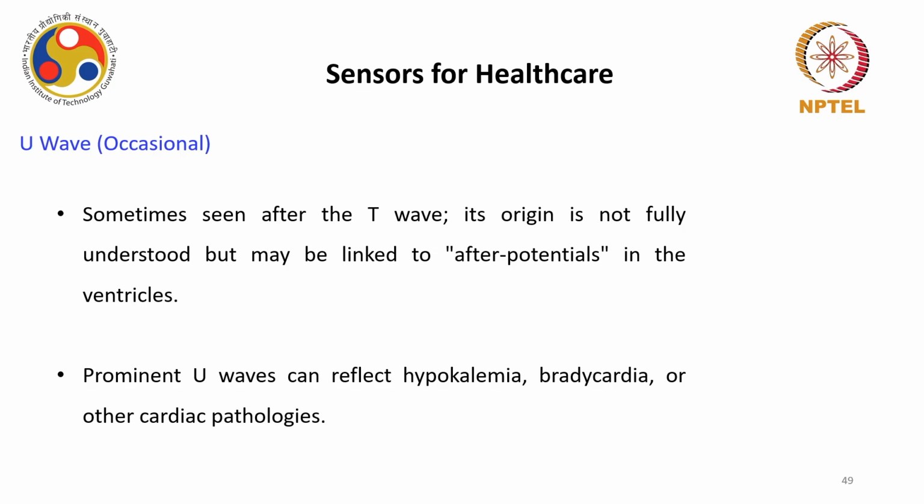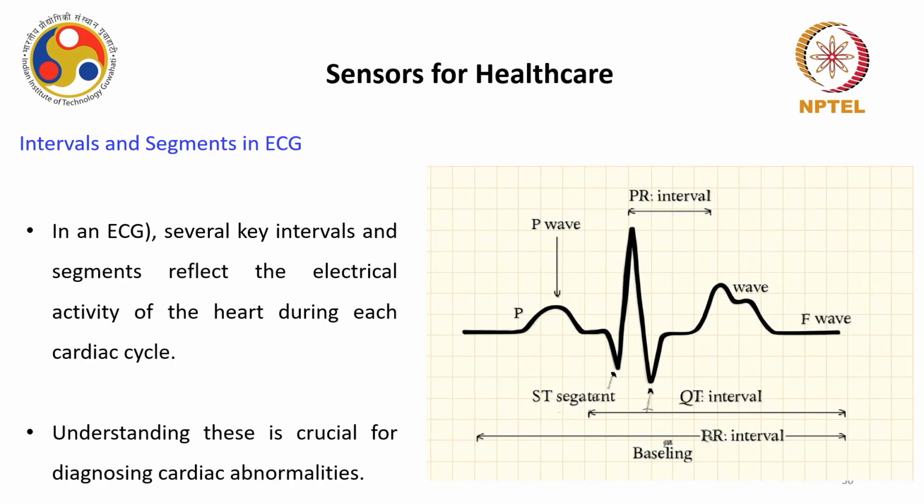And the prominent U waves can reflect different cardiac pathological conditions. So, let us quickly see the ECG signal. This is the area of the P wave. After that you have different segments.